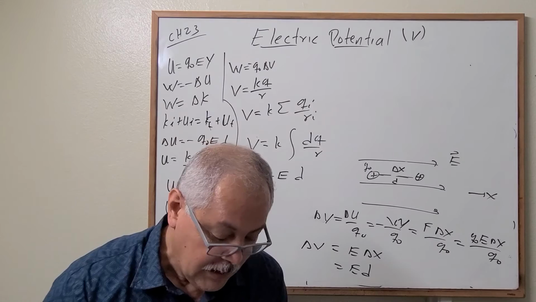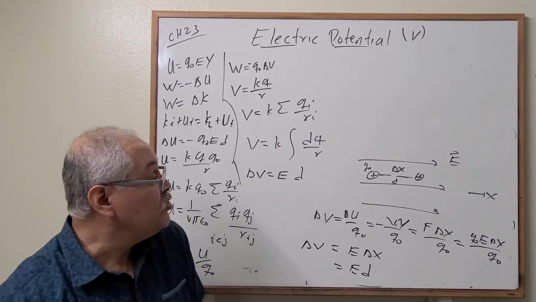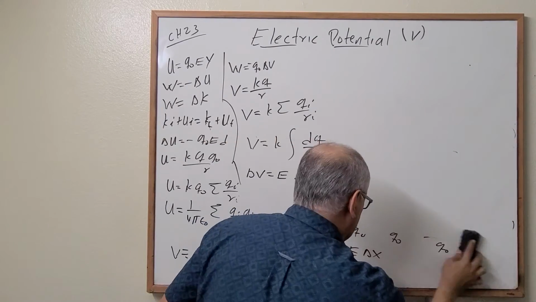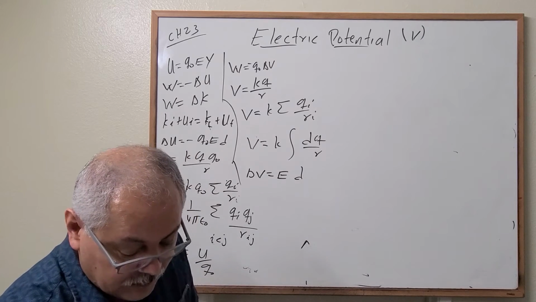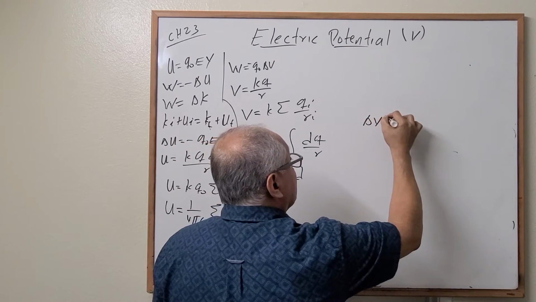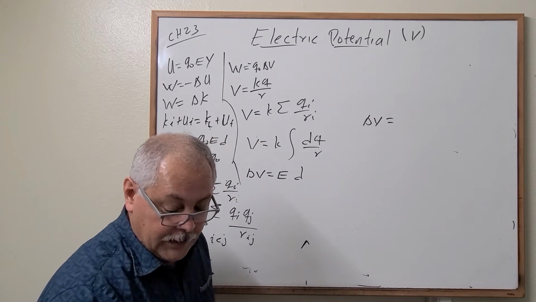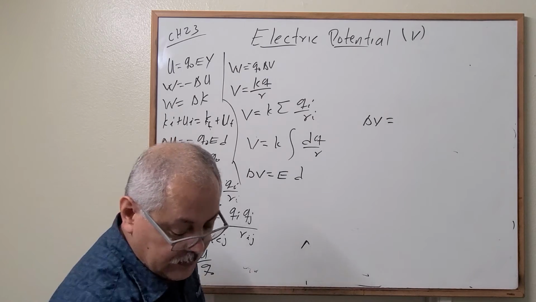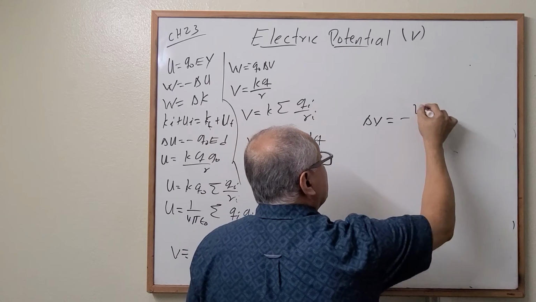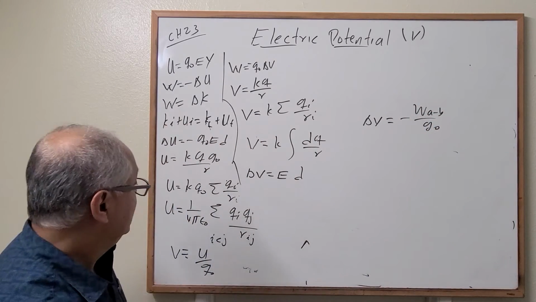Perfect. Now, what happens if the electric field is not constant? Well, in that case, we use integrals. For example, we have the electric potential, right? Potential difference or voltage, correct? It is equal to negative the work done from A to B divided by Q naught, correct?